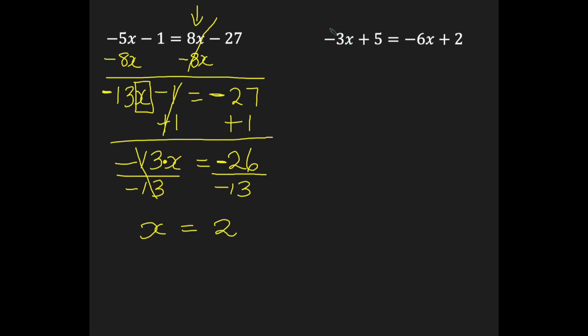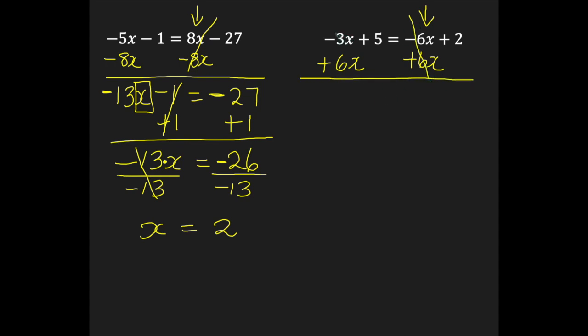Here's another example. Notice I'm given a lot of negatives here. Negative 3x plus 5 equals negative 6x plus 2. Again, we eliminate the variable that is on the right. Notice I put an arrow to help me out. That's negative 6x. The opposite would be positive 6x. And notice I'm putting that under the 3x.